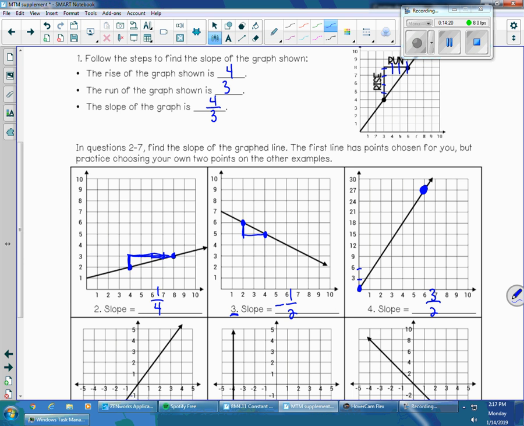Let's see what's going to happen here. 1, 2, 3, 4, 5, 6, 7, 8, 9. So my rise is 9. My run is 1, 2, 3, 4, 5, 6. 9 over 6. Okay, 9 over 6. I can reduce that fraction, right? Both my numerator and my denominator are divisible by 3. So this is equal to 3/2. So again, anywhere on this line, I can count slope, and it's going to be the same slope at every point on the line.